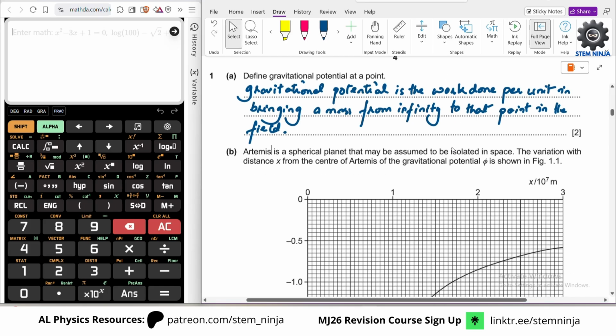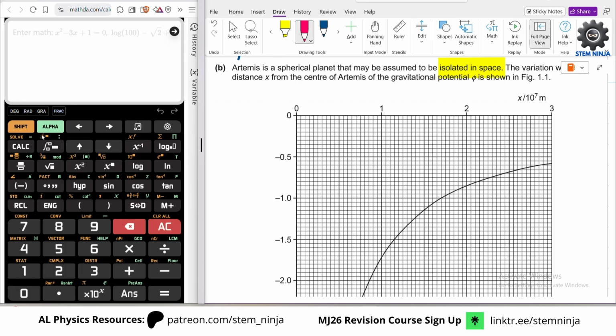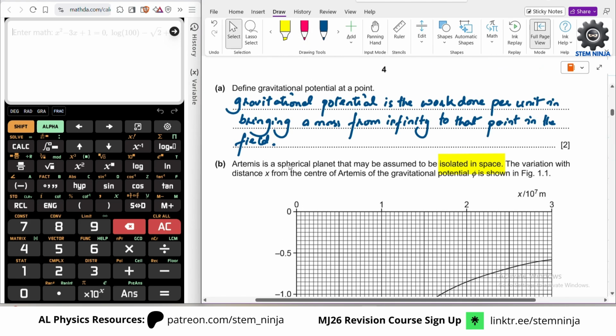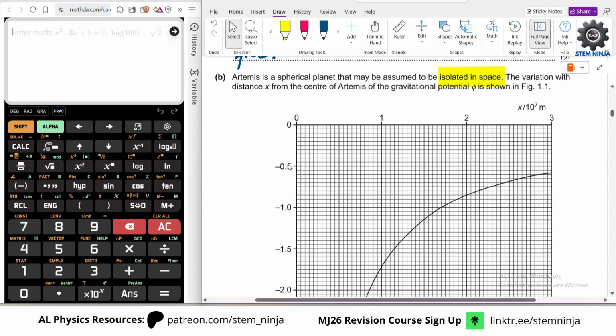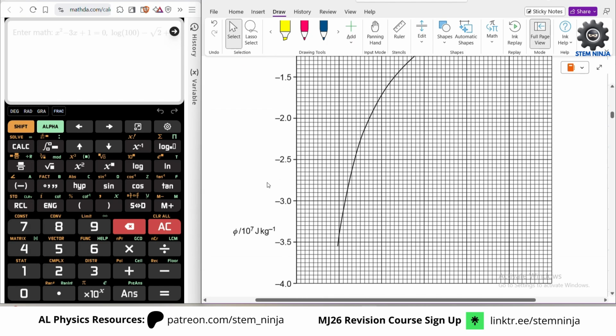Alright. Artemis is a spherical planet that may be assumed to be isolated in space. When they say isolated in space, that means we can use the inverse square laws or inverse laws that govern the gravitational forces and gravitational potential equations that we're familiar with. The variation with distance x from the center of the Artemis of the gravitational potential phi is shown. Okay.